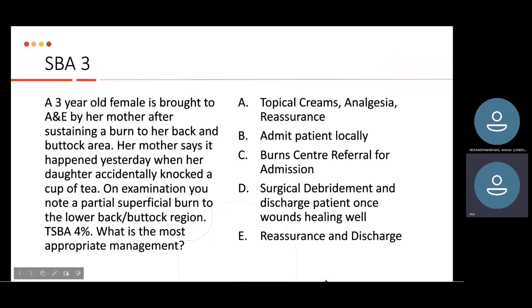A 3-year-old female is brought to A&E by her mother after sustaining a burn to her back and buttock area. Her mother says it happened yesterday when her daughter accidentally knocked a cup of tea. On examination, you note a partial superficial burn to the lower back/buttock region. A total surface burn area is 4%. What is the most appropriate management?